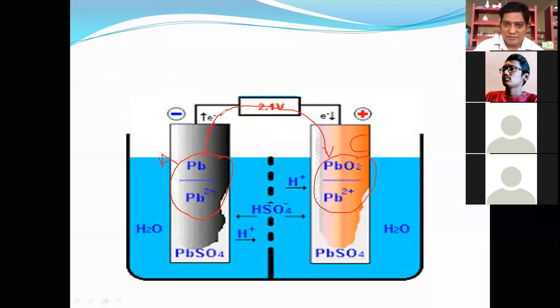Electrons travel from lead to lead oxide, from anode to cathode. The amount of electricity produced during the lead acid battery is identified here, which is known as voltage. When you take a standard lead acid battery, the voltage will be 12.